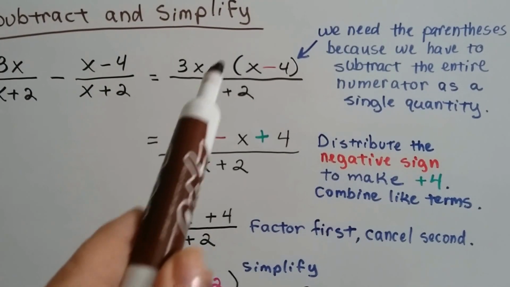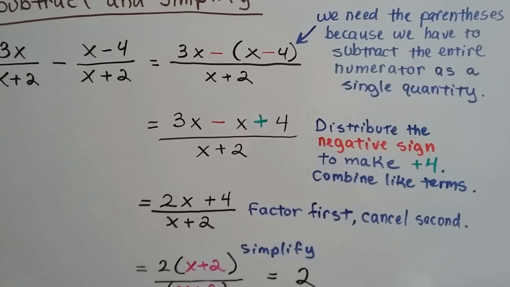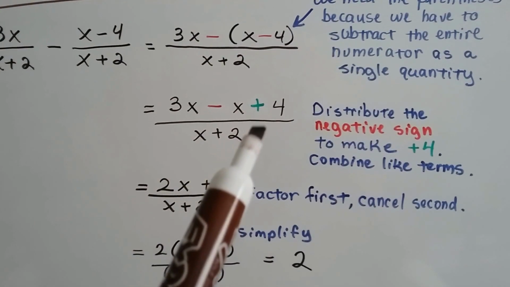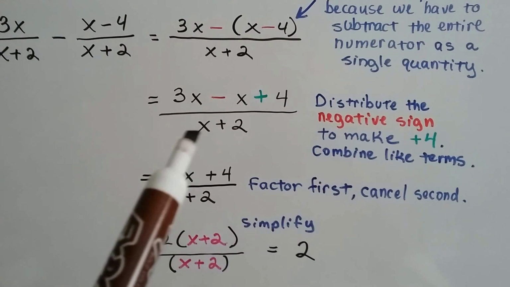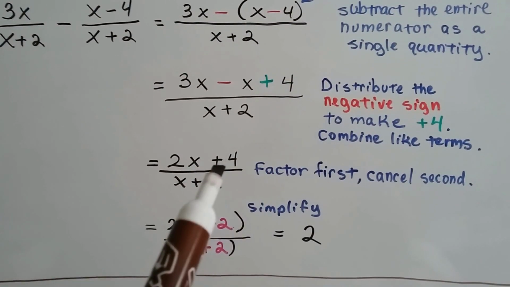See that? Got to do that, all right? Got to do the parentheses and then got to distribute that negative sign, all right? So now we've got 3x minus x plus 4 over x plus 2. We combine the like terms. 3x minus x makes 2x. We put our plus 4.